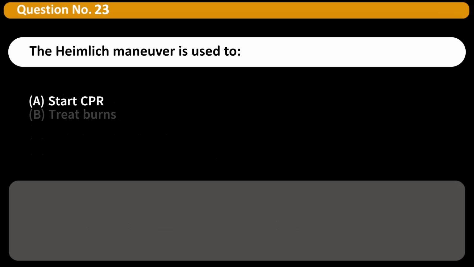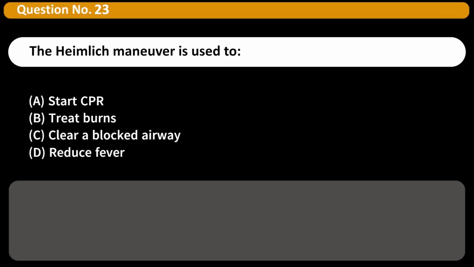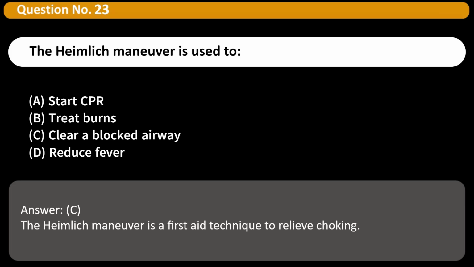The Heimlich maneuver is used to: A. Start CPR. B. Treat burns. C. Clear a blocked airway. D. Reduce fever. Answer C. The Heimlich maneuver is a first aid technique to relieve choking.